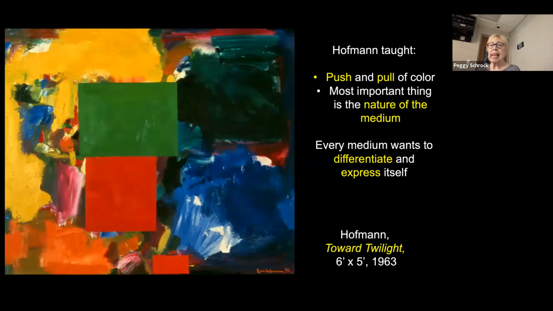His late work is what gets most of the attention. That's what people really seek. This is where you really see the push and pull of color, the difference between the nature of the medium, the way he's found this balance. One of the things we're going to see in these abstract expressionists is how they relate to issues of order and chaos, because that's sort of the underlying structure of life itself, chaos and order all at the same time.